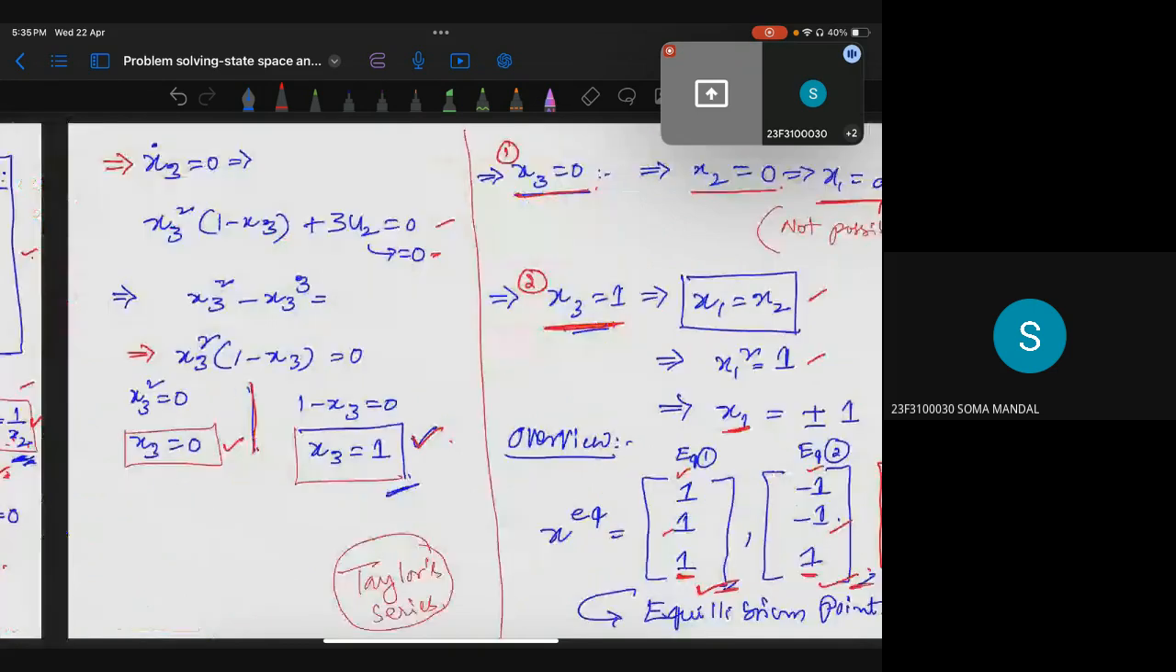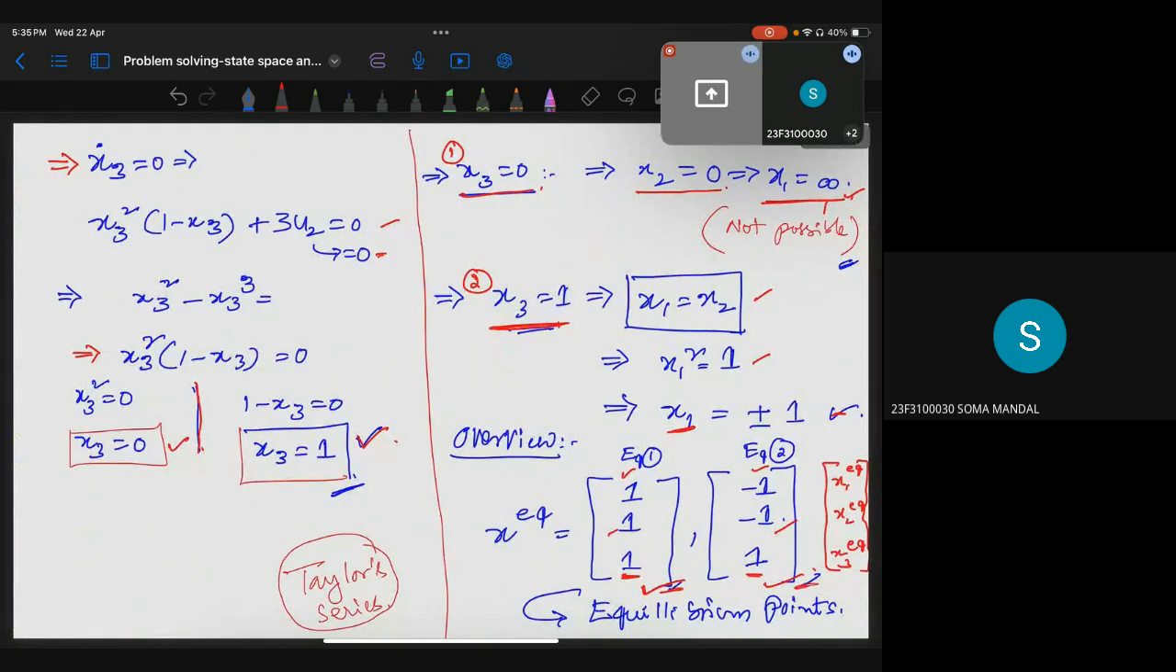Please see the value of x equivalent. First, we take x3 equal to 1 in both the cases. Here we are getting x3 equal to 0 and x3 equal to 1. When x3 is equal to 0, we get x1 as infinity, so we don't consider that. The second case is when x3 is equal to 1. That gives us the relation x1 is equal to x2.